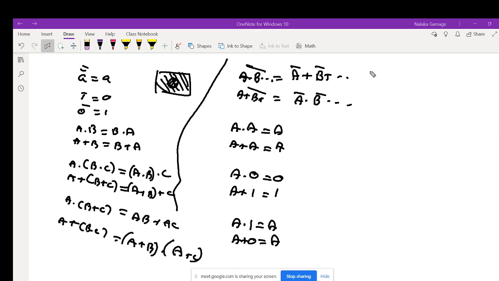Then you have the special cases, like A plus AB. This is the most widely used one.